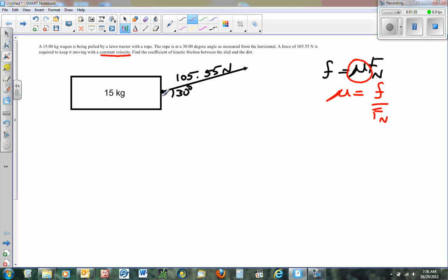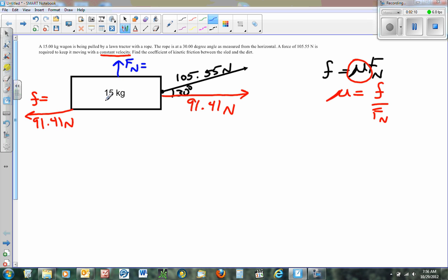That means that the force to the right, which would be this part of the 105.55 newton force, is equal to the force to the left, which in this case is the frictional force. So if I get my calculator out and I go 105.55 cosine of 30 degrees, then I get 91.41. Because of the constant velocity, that means that the frictional force is equal to 91.41 newtons.